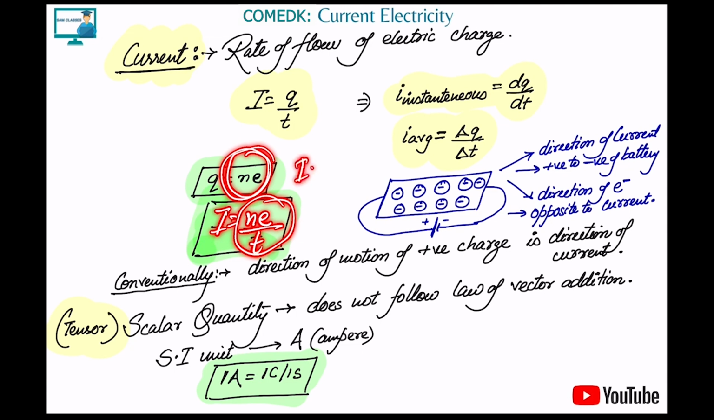We know I is equal to Q by T, charge by time, and Q is equal to the number of electrons that are flowing times e. So I is equal to Ne by T, that's it. So this is important.